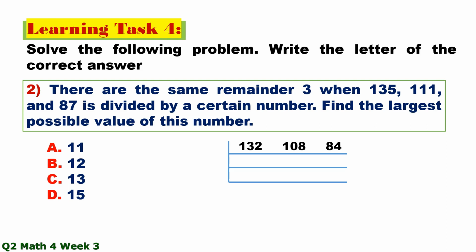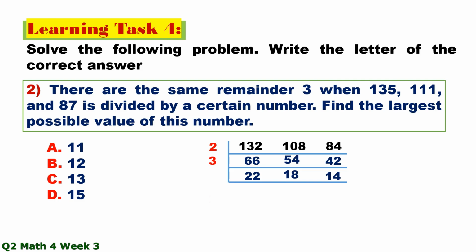And those numbers are divisible by 2. 132 divided by 2, 66. 108 divided by 2, 54. 84 divided by 2, 42. 66, 54, and 42 are divisible by 3. 66 divided by 3, 22. 54 divided by 3, 18. 42 divided by 3, 14.